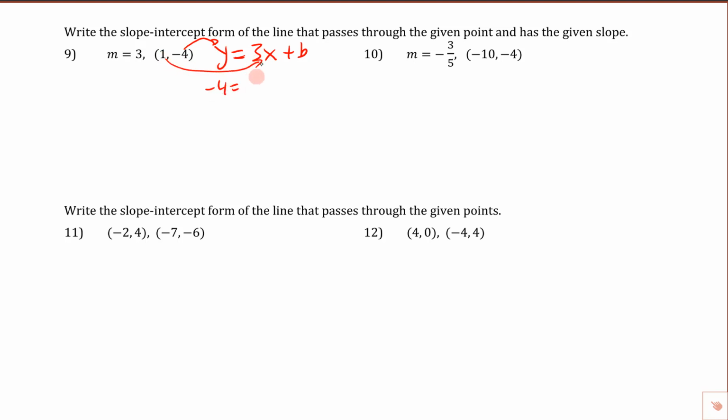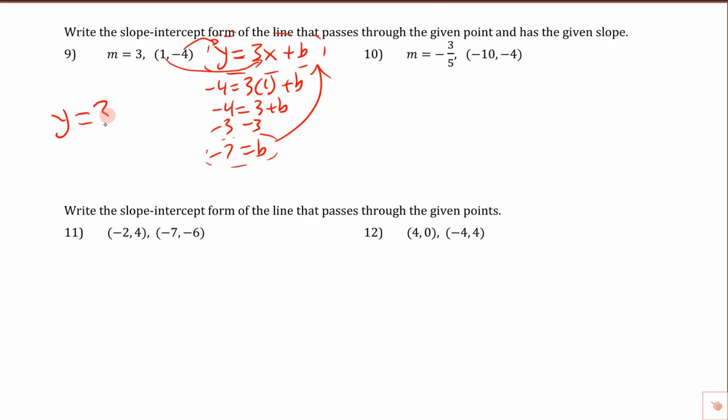So negative 4 equals, oh, I forgot to put my dotted circle around this. Almost done there. Negative 4, this is a 1 plus b. So this is negative 4 equals 3 plus b. Subtract 3. So we get b equals negative 7. So now that I have the y-intercept, now that I have b, I can come back here and I can say, look, y equals 3x minus 7. Circle that and we're finished.